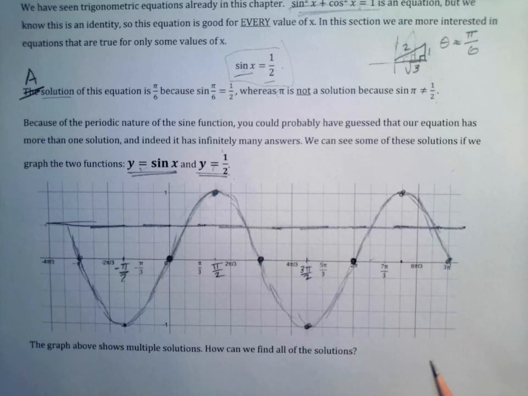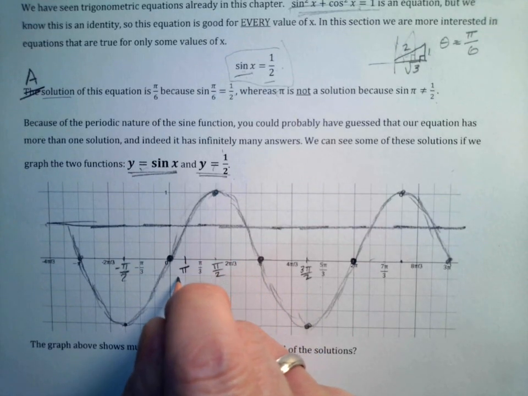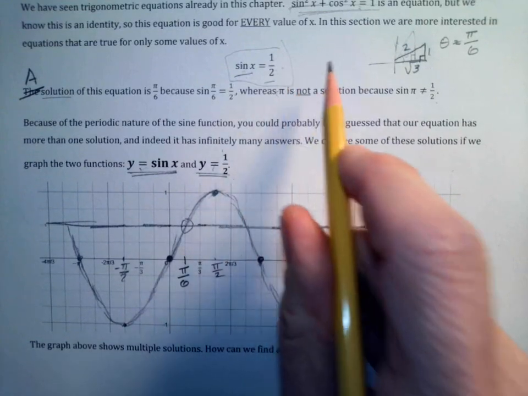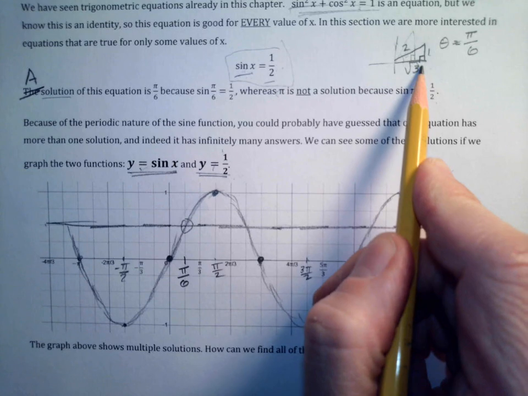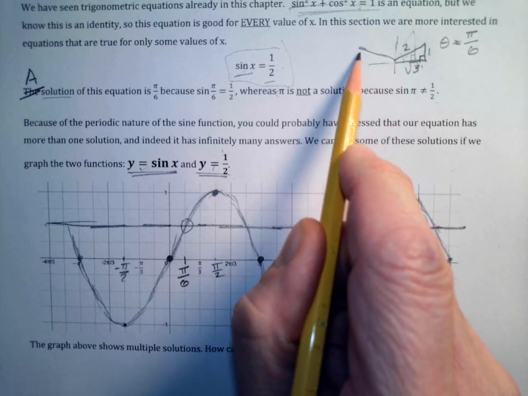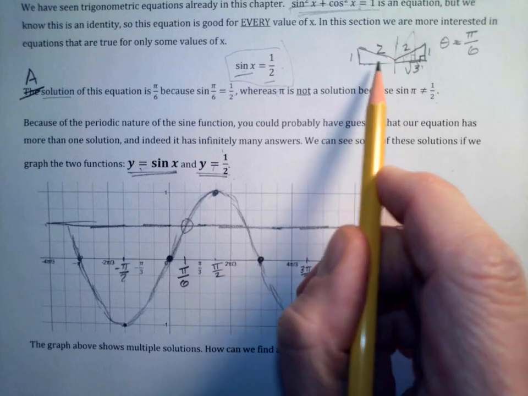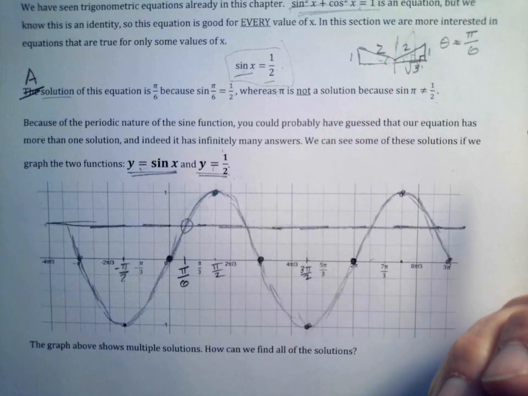So you can see that we have multiple solutions. So here, sure enough, we found pi over 6 before, right? That solution we got, that's what we came up with up there. But if we think about it, where else is sine of an angle equal to 1 over 2? And so that would be over here at 5 pi over 6.